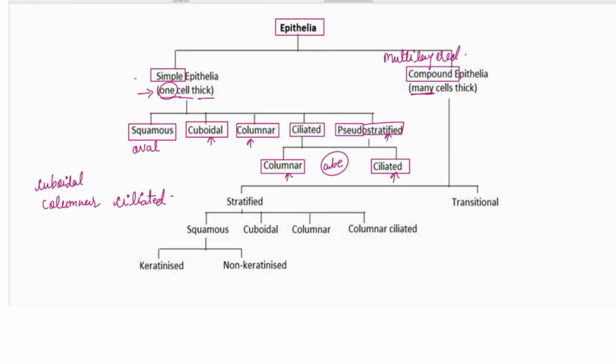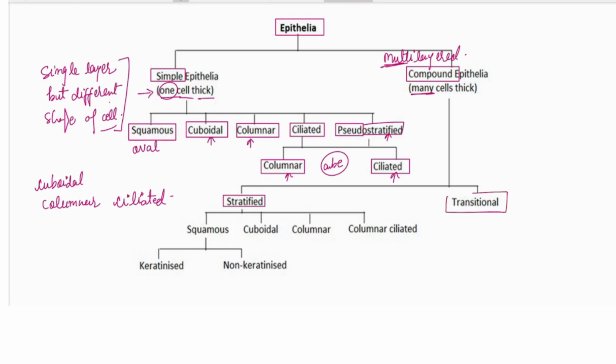But if we see the simple epithelium, it has a single layer only, but with different shapes of the cell. So that is the simple epithelium. And in the compound epithelium, it would be more than one layer, meaning multi-layered. And if it is multi-layered, it may be the stratified or the transitional epithelium.